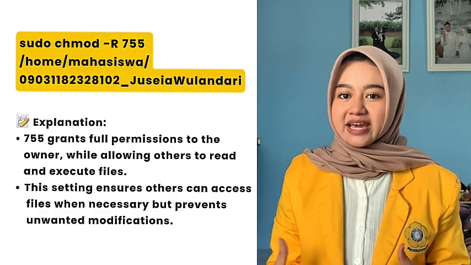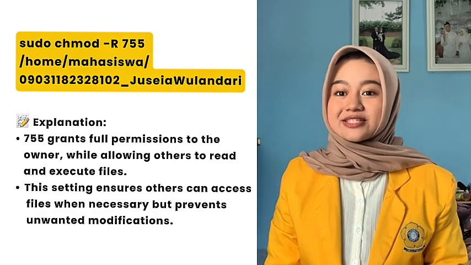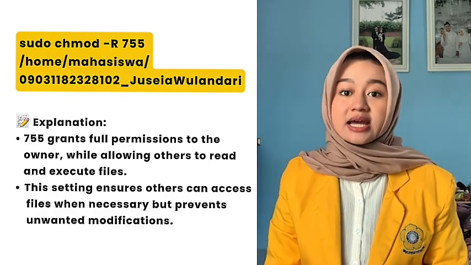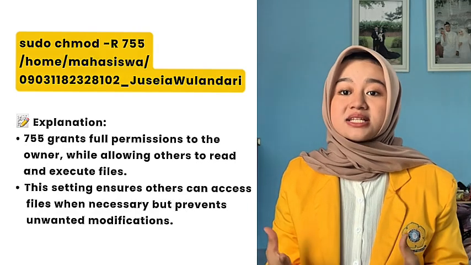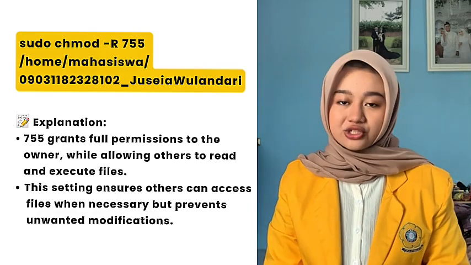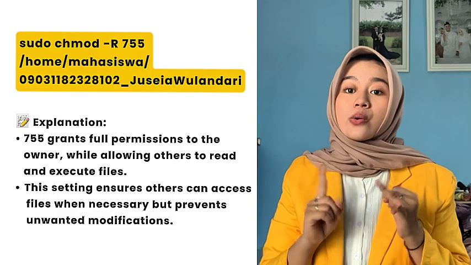After setting ownership, we apply the correct permission using the chmod command. The -R flag ensures all subdirectories receive the same permission. 755 means the owner has full control, which can read, write, and execute, while others can only read and execute.